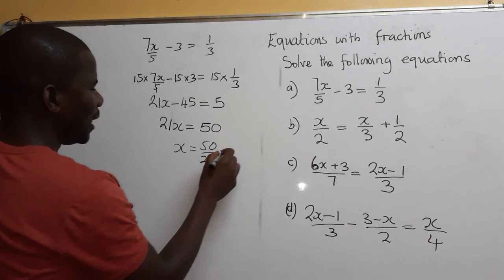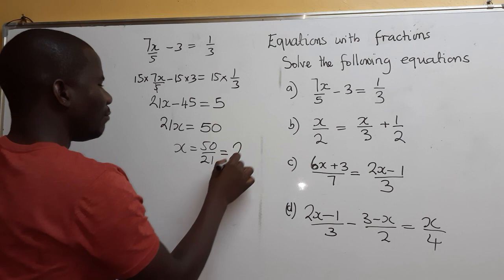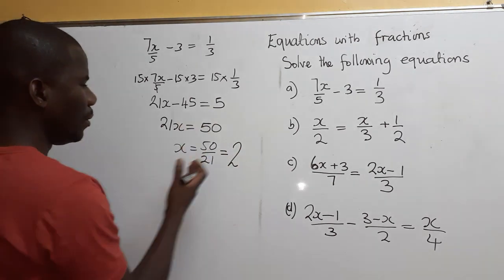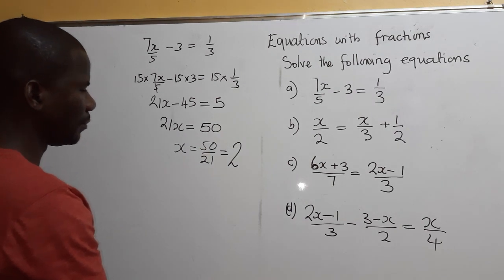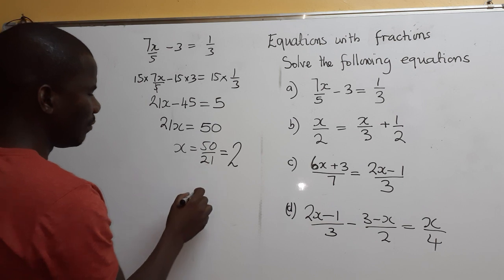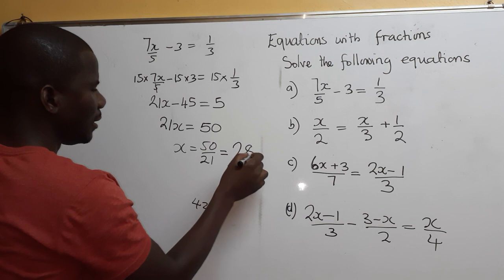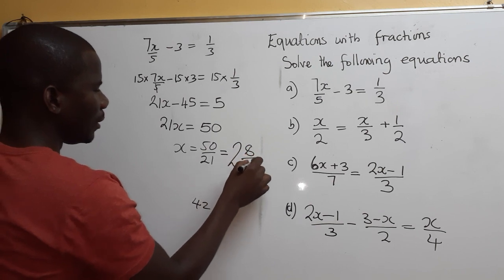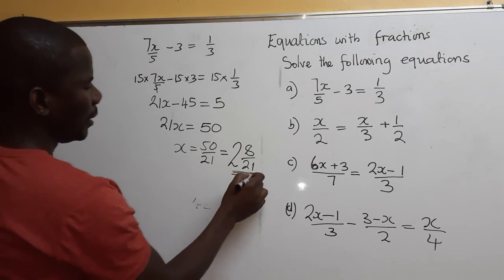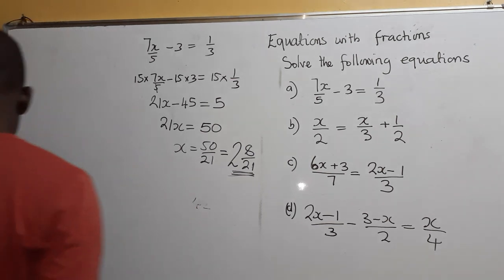We can go further here and say 21 into 50 is 2. What will be the remainder? When you multiply 21 by 2, it will give you 42. So we're going to have the remainder 8 over 21. So for the first one, this is our answer. I hope that is clear.